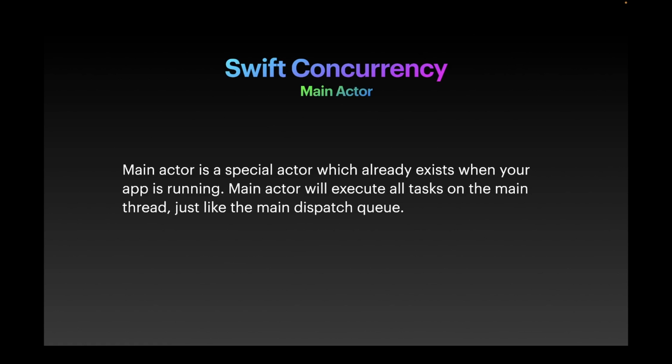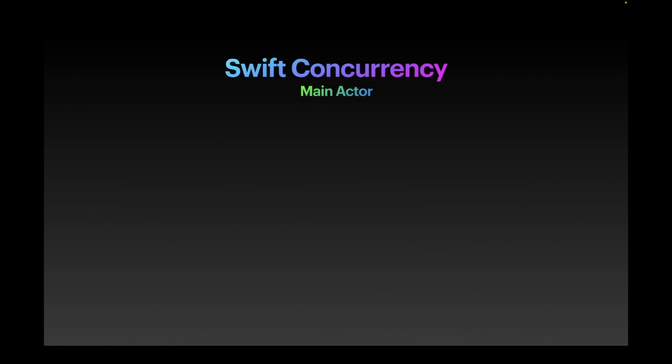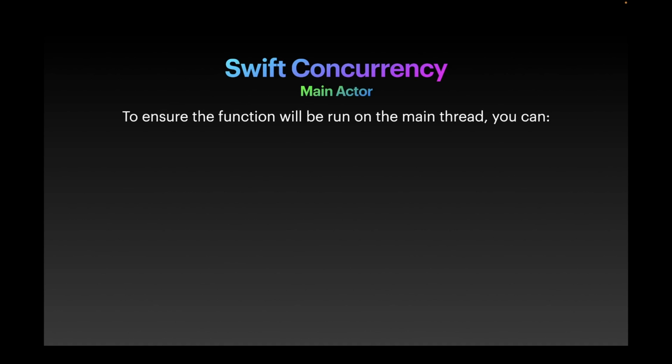The main actor is one of those special actors. The main actor will execute all the tasks on the main thread, just like the main dispatch queue. They have a kind of similar purpose. They both serialize everything, and they both execute tasks on the main thread. Now let's take a look at some examples to show you how to ensure a function will be run on the main thread.